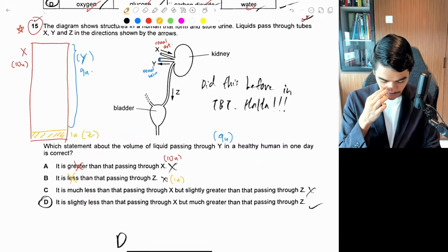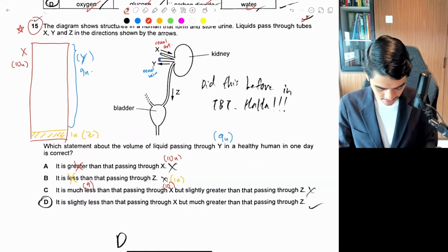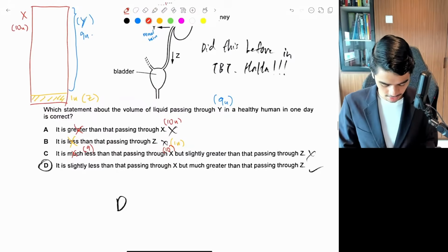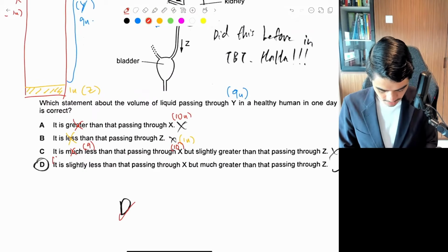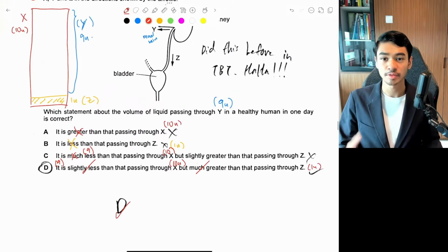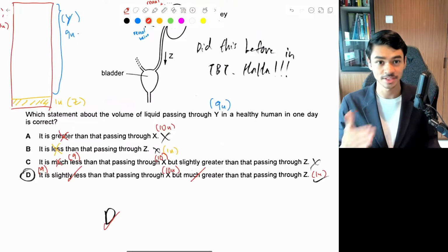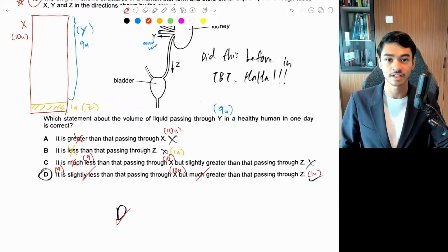And then, is it much less than X? Is 9 much less than 10? No, it's slightly less than 10. Then the last option, D, is the answer. 9 is slightly less than 10, true, but much greater than 1 unit. So when we put in the numbers, it becomes very easy. When you just slot in the numbers, which option is wrong becomes so apparent. So use this hack when doing MCQs.